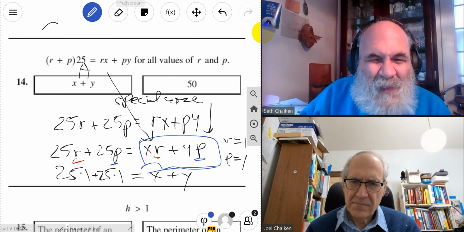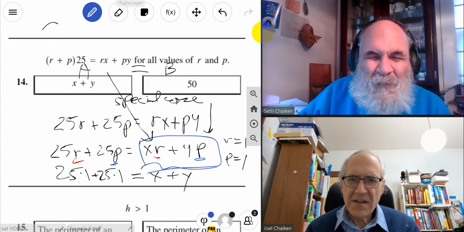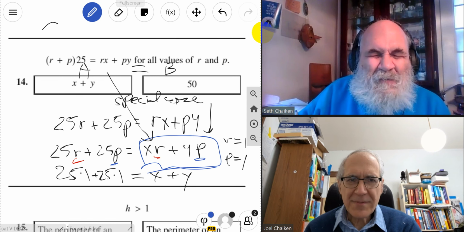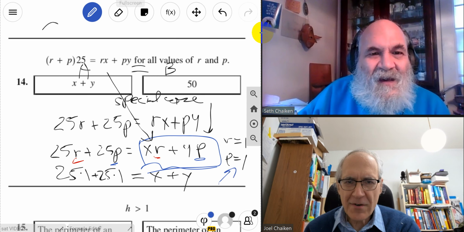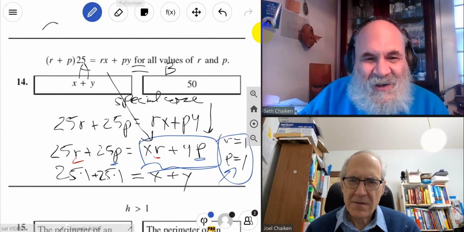And so I would say that the answer is that A equals B, because the thing in column A is x plus y. We've demonstrated from the given that x plus y equals 50 and B equals 50. So they're equal. But that's only for the special case where r is... What I'm doing is following the logic. You have to read it in logic.